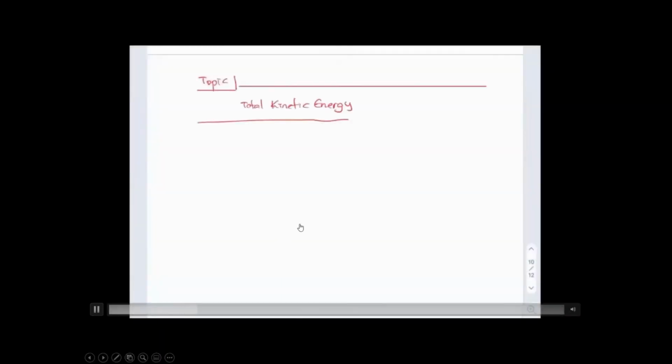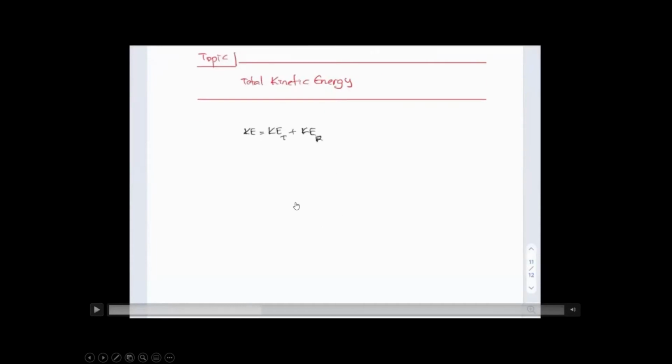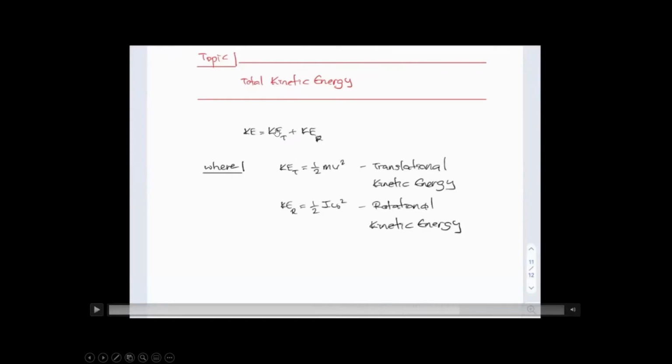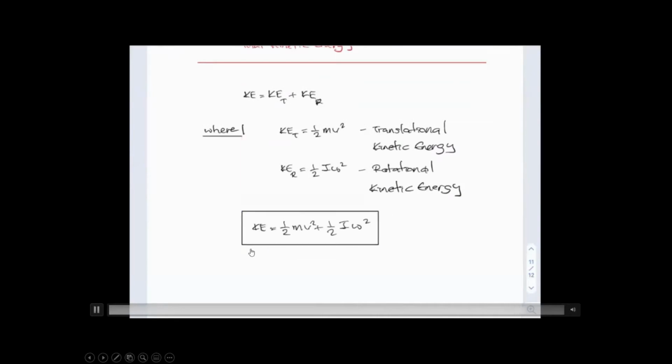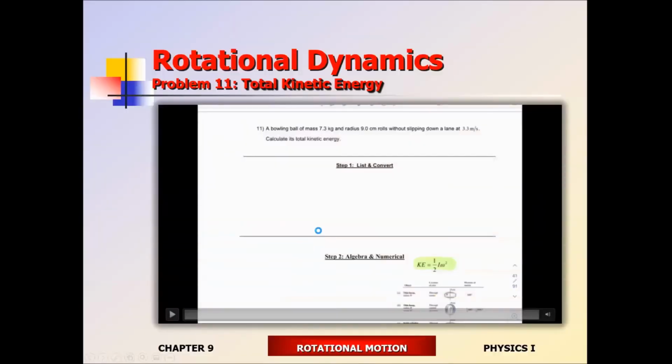Now, rotating objects will have two kinds of kinetic energies: rotational kinetic energy due to the motion relative to the center of mass, and they will also have the translational kinetic energy, which is due to the motion of the center of mass. The center of mass is going to have a kinetic energy, and the rotational motion is going to have a kinetic energy expressed relative to the center of mass. So the combination is going to give you the total kinetic energy of a system.